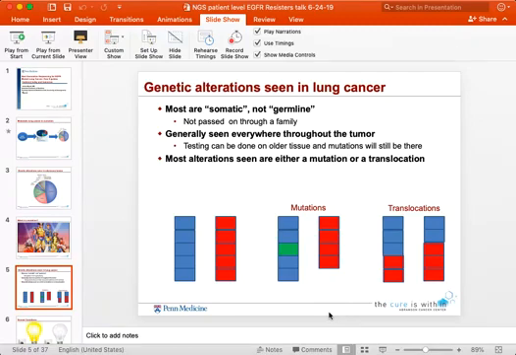Now, some of the words that doctors use to describe mutations can be quite confusing. So you see over here on the left side of the slide, we have these blue lines, and the blue lines are two, and the red are two chromosomes.